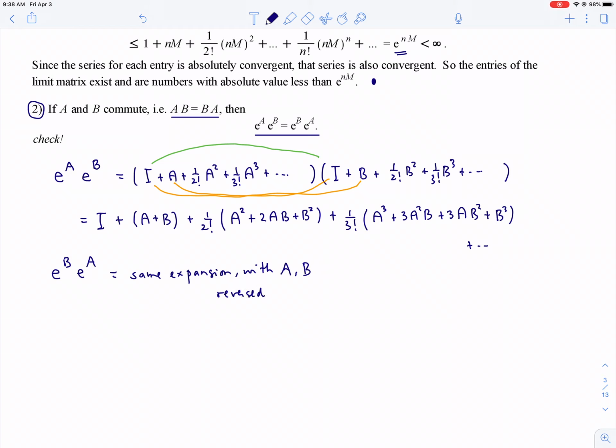And if AB equals BA, then all of those products of some power of A times some power of B can be rewritten as the power of B times the power of A. So if AB equals BA, all expressions inside the 1 over n factorials are equal. So that checks our first claim.